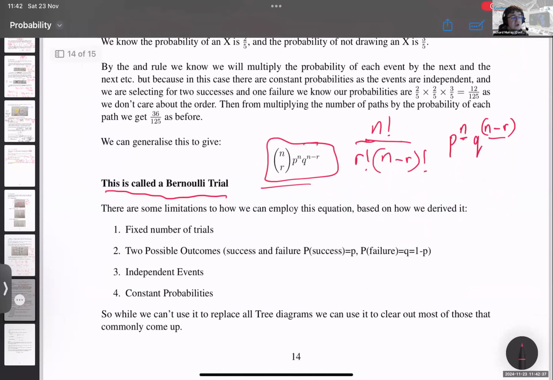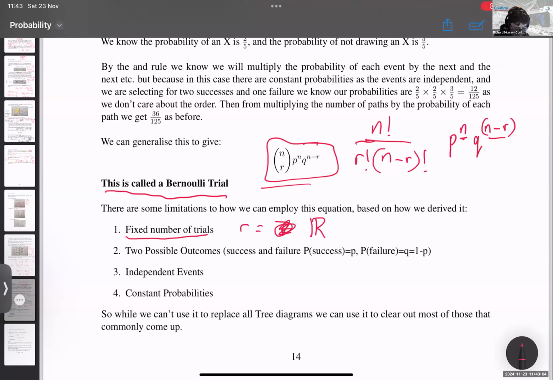There are some restrictions on how we can use Bernoulli trials. Because of the way we've derived it, we've made a couple of assumptions. So we have said that there is a fixed number of trials. This fixed number of trials means that r is a finite, positive integer, so it's not just going to be a real number, it's going to be an integer.